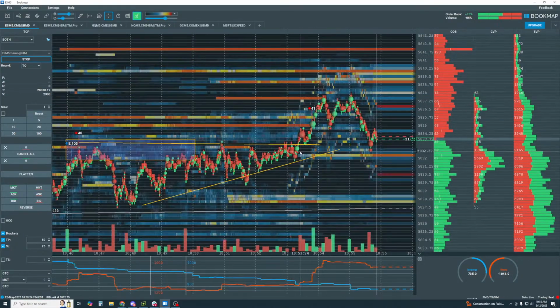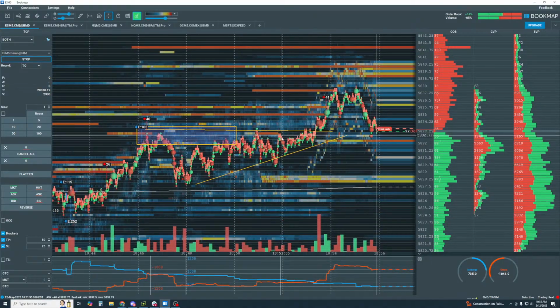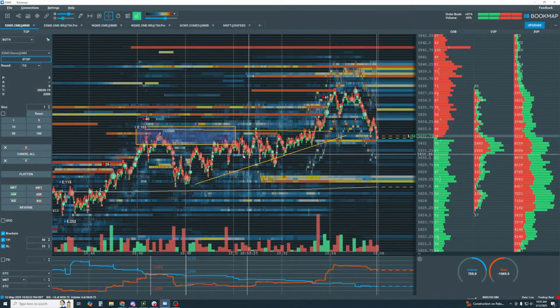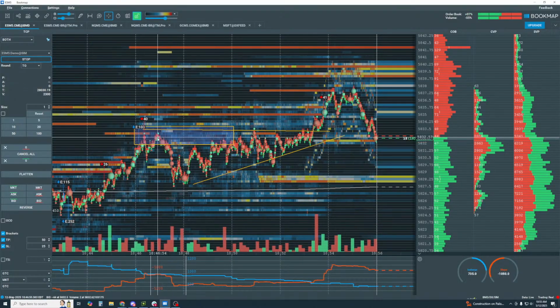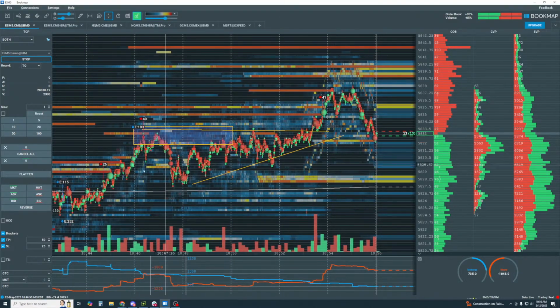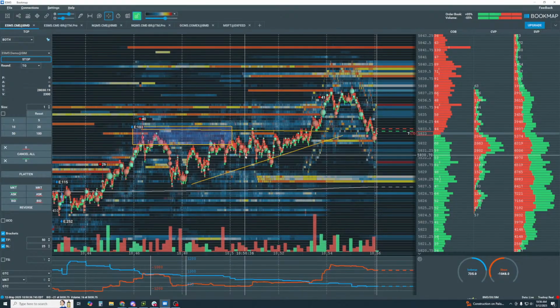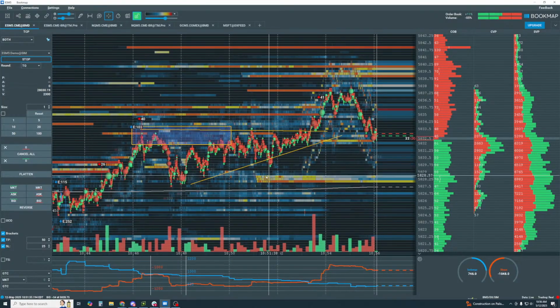Okay, so just reiterating why we passed on it here, because we're looking for, again, that accumulation passively and aggressively. Okay, passively with the liquidity.